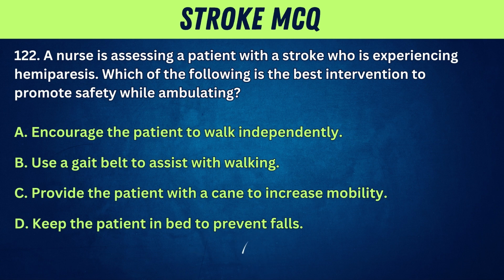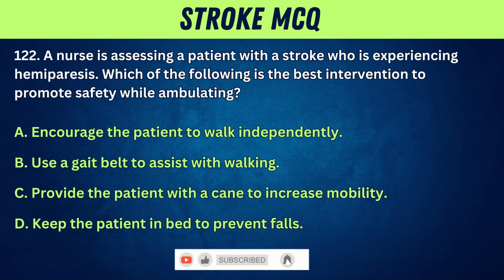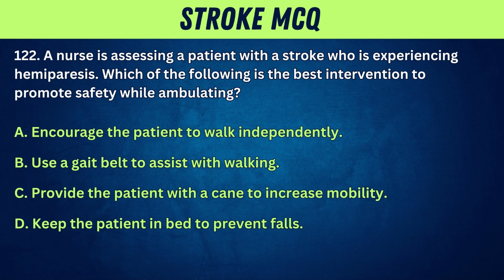122. A nurse is assessing a patient with a stroke who is experiencing hemiparesis. Which of the following is the best intervention to promote safety while ambulating? A. Encourage the patient to walk independently. B. Use a gait belt to assist with walking. C. Provide the patient with a cane to increase mobility. D. Keep the patient in bed to prevent falls.